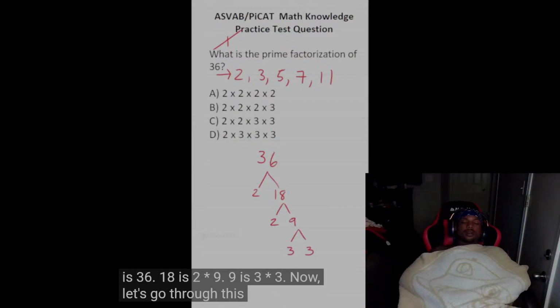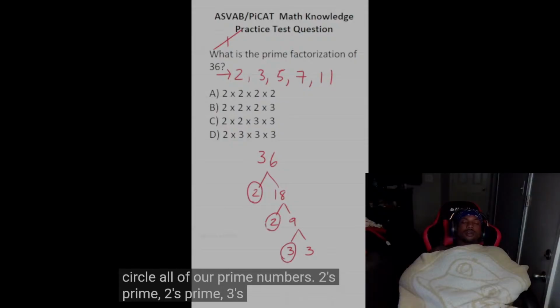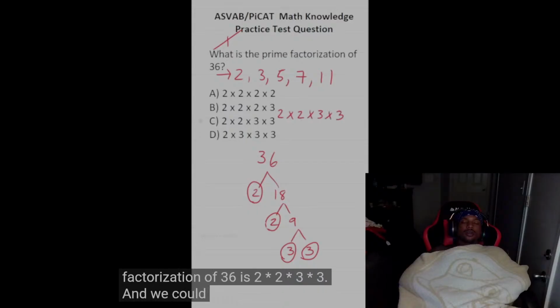Now let's go through this factor tree and circle all of our prime numbers. 2's prime, 2's prime, 3's prime, and 3's prime. In other words, the prime factorization of 36 is 2 times 2 times 3 times 3. And we could see that that is answer choice C. And you could quickly check your work on this one.